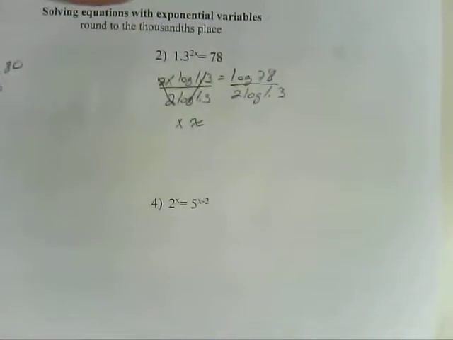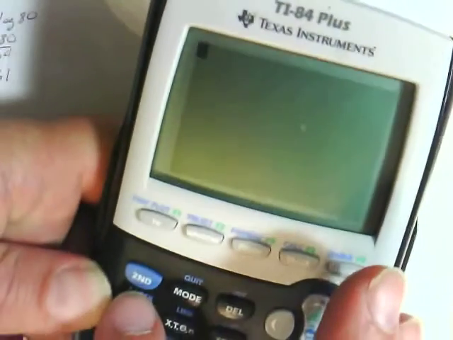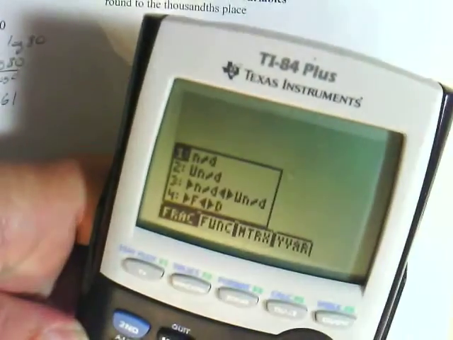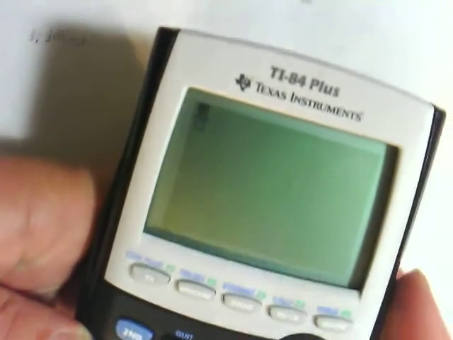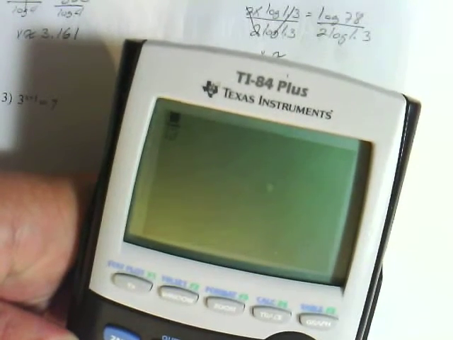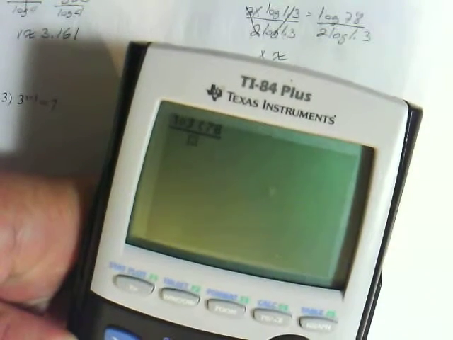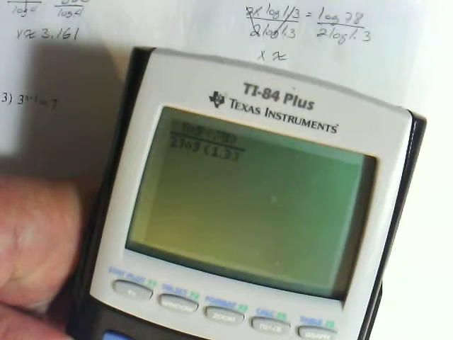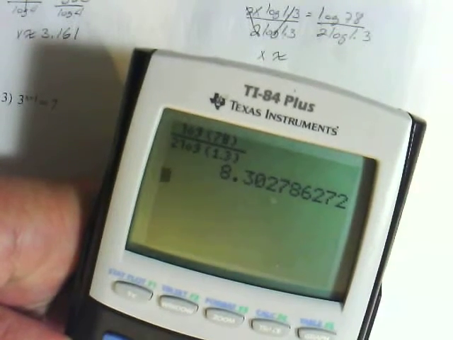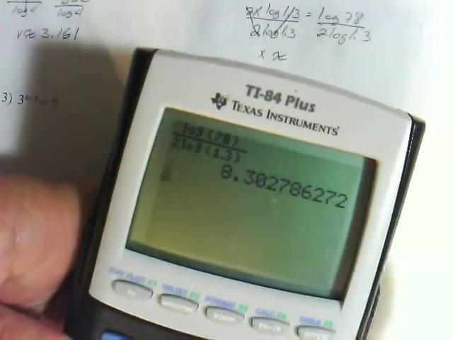On my calculator, I really want to use the fraction key. So alpha F1, and I get a fraction key, and I want to put exactly what I have there. So I have the log of 78 over 2 log of 1.3, and this is going to be estimated to be 8.302. That 7 is going to affect the 2, so 8.303.